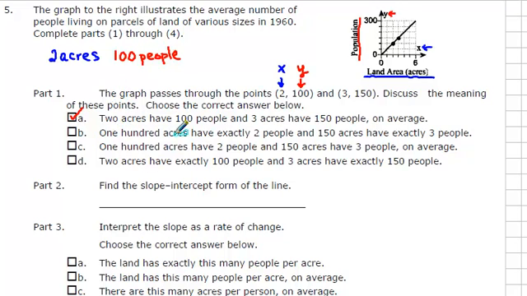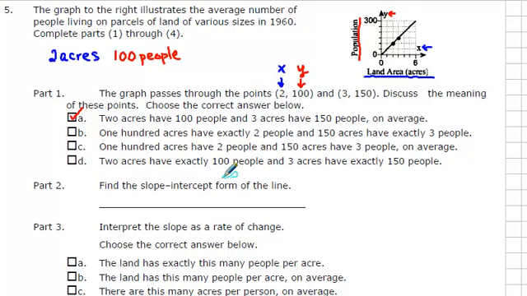Now as you read through the answer choices, you might notice on D it has a similar statement. It says 2 acres have exactly 100 people and 3 acres have exactly 150 people. But the word exactly, that's what makes this not a correct answer. In the statement of the problem it says the average number of people, not the exact number of people. So A is the correct choice. Notice also that the ordered pair (3, 150) means that 3 acres have 150 people on average.